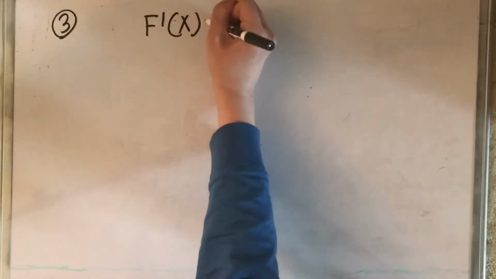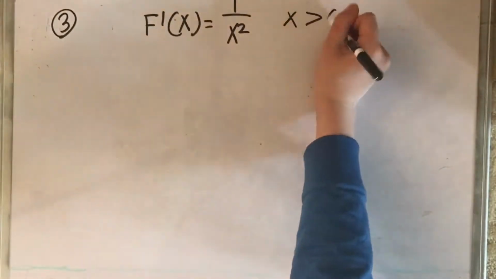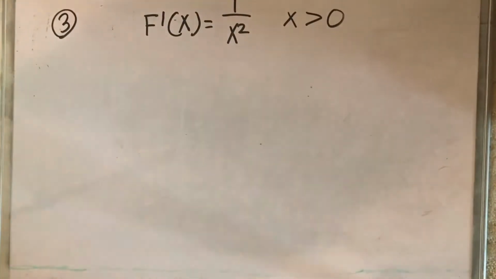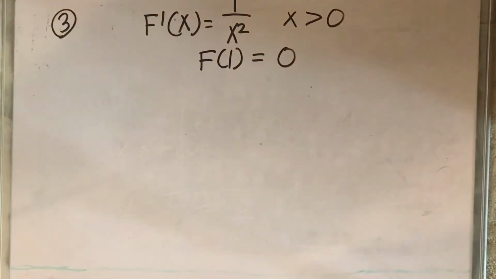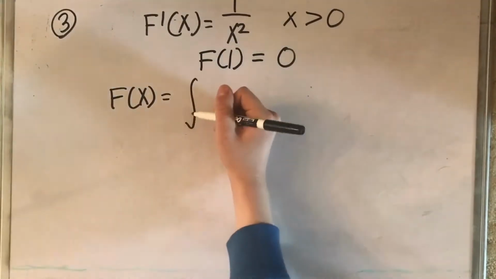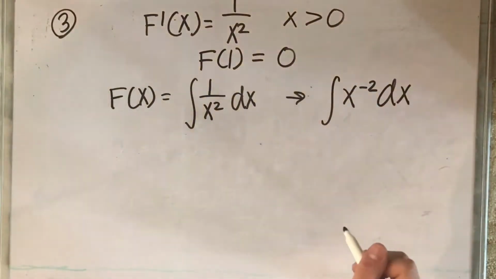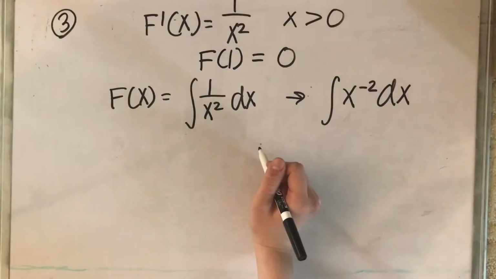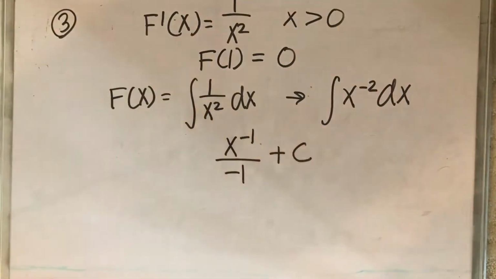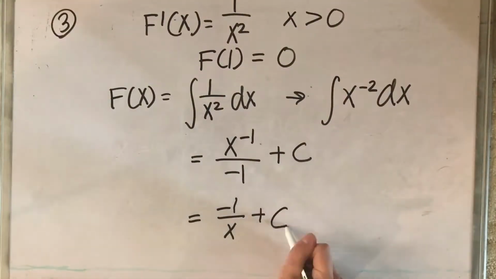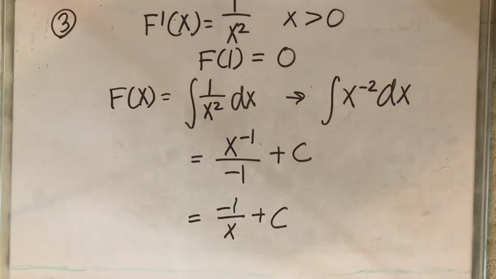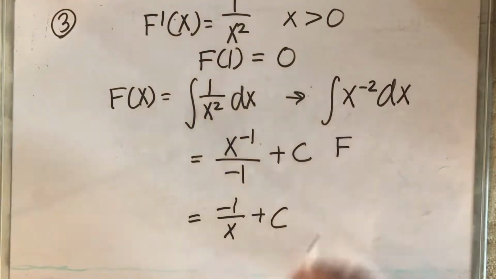Take example 3. We are to find the general solution of f prime of x equals 1 over x squared when x is greater than 0, given the particular solution f of 1 equals 0. Well, first let's find our indefinite integral using the power rule as shown here. We know, based off the power rule, that the integral of 1 over x squared is x to the negative 1 power over negative 1 plus c.